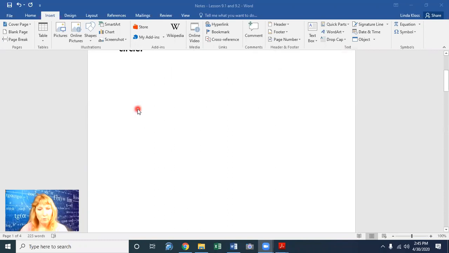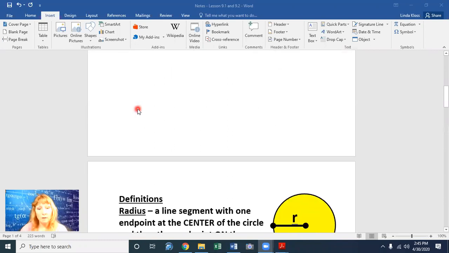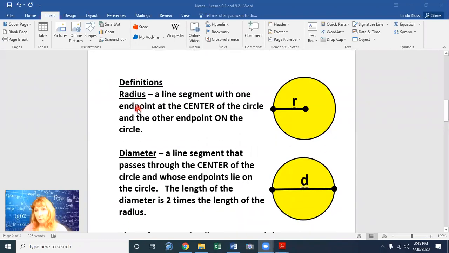We are going to talk about some definitions for a minute. So we have some definitions that go with circles. The radius of a circle is a line segment with one endpoint at the center, right here, of the circle and the other endpoint on the circle. So this could be a radius. You could also have other radiuses as well. This could be a radius, right? Any line that comes from the center to an endpoint on the circle. All of these would be considered radius. Radii would be the plural for radius. So any one of those.